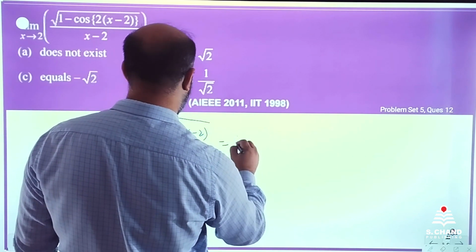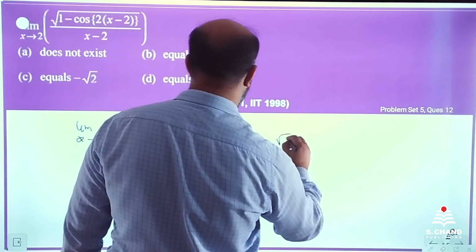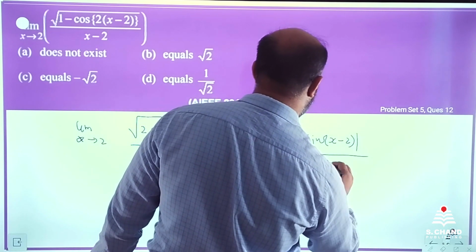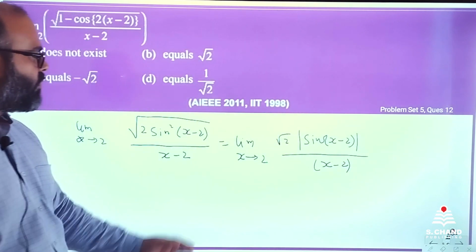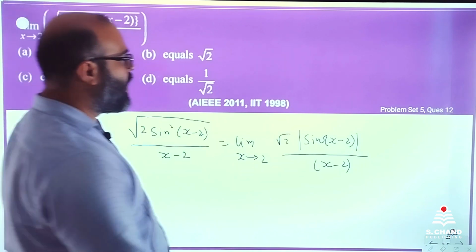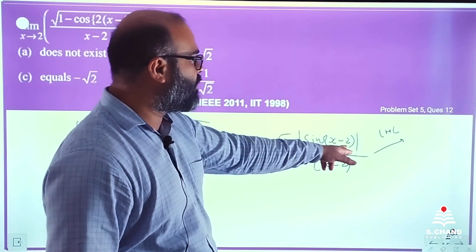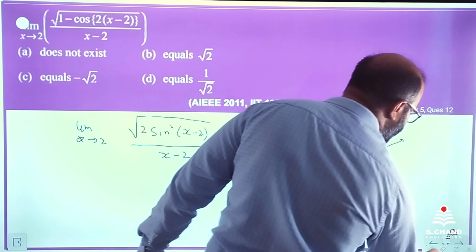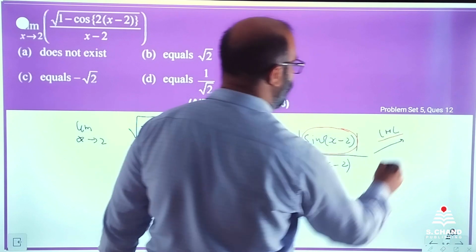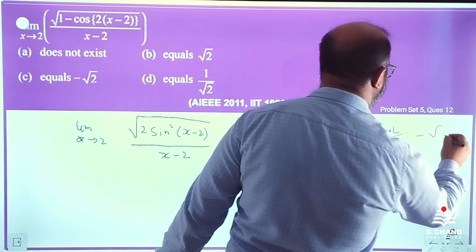And this can be written as limit x tending towards 2, root 2 mod of sine x minus 2 by x minus 2. Now the important point here is whether you are approaching 2 from the left side or the right side. If you are approaching 2 from the left side, what will happen? If you are talking about the left hand limit, in that situation the quantity here will be a negative quantity, so it will give you a minus sign outside. So the final answer will be minus root 2.